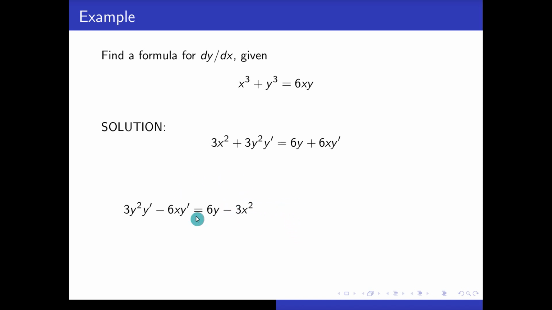Then we could solve this for y prime, right? So bring the 6xy over, bring the 3x squared over, and then you can factor out the y prime and solve for it. Good. And so there's our formula for y prime. All right, so we'll go through a few more exercises and examples of this, but I think I'll use a different format so you can see me do it live.